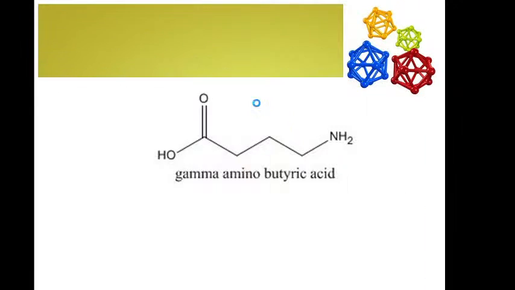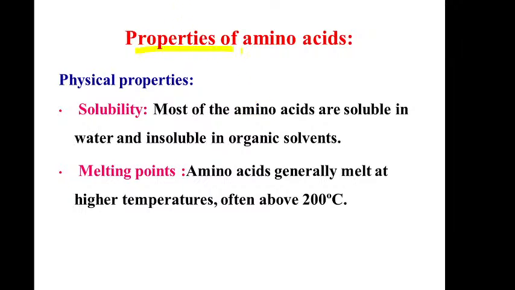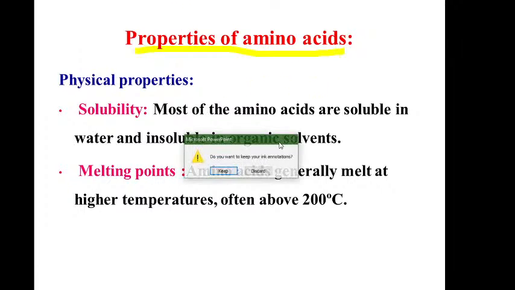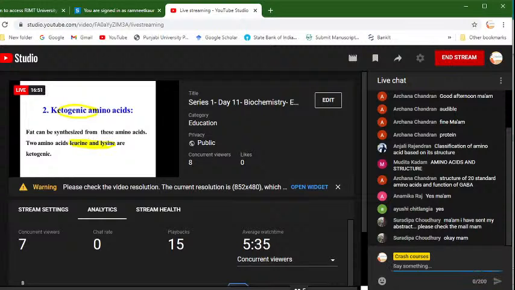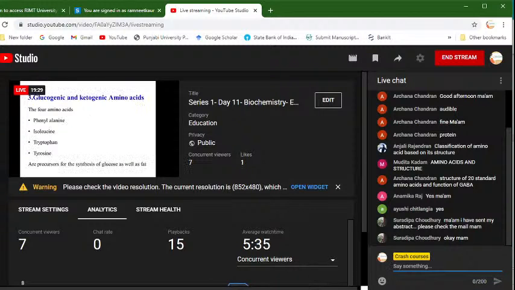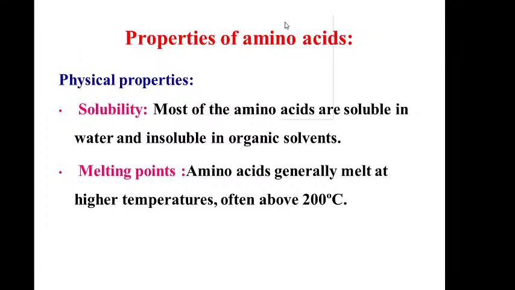Now the main thing which we have to do today is the properties of amino acids. Are you getting me? Yeah. So the main thing which we have to do right now is the properties of the amino acids. Because we have done the structure of amino acids, the classification of amino acids according to their polarity and everything. Now we have the properties of amino acids.